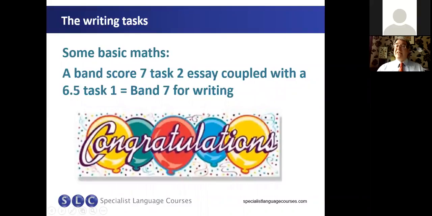So a band score 7 task 2 coupled with a 6.5 task 1, what will that give us? Band 7. That's all you need. I don't want 8 because you can't write it fast enough and accurately enough. Band 8 is nice if we can get it, but all you need is 7. Score 7 at task 2, then you can drop a band, half a band there, and you're still getting 7 because this is 67%, but this is still making up 33%. Okay?